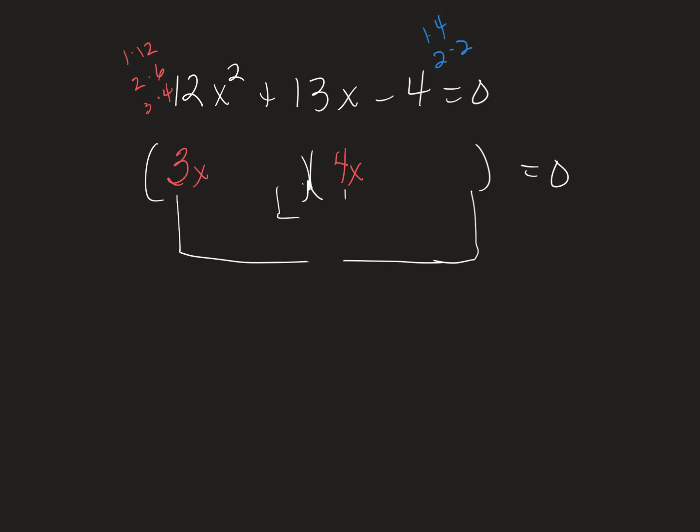Let's try 1 and 4. So we can do 1 here and 4 out there. That's 4x and 12x. That doesn't work, right? But I can switch them, so let's try switching them. Let's do 4 here and 1 out there. That's 16x and 3x. That one does work. Correct? All right, so now I have the order.